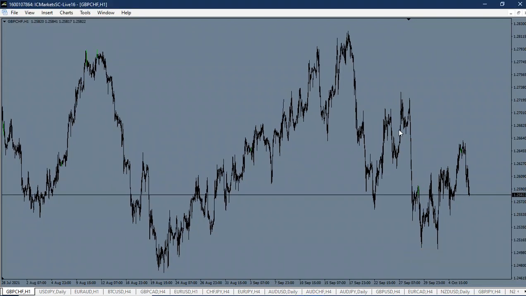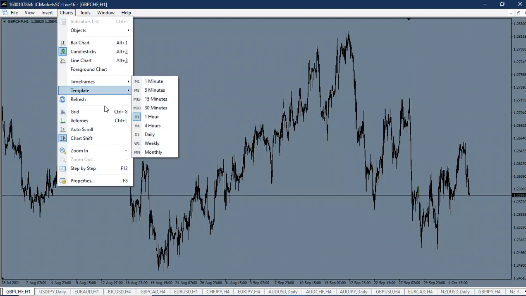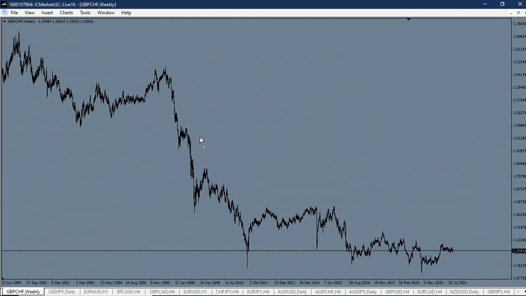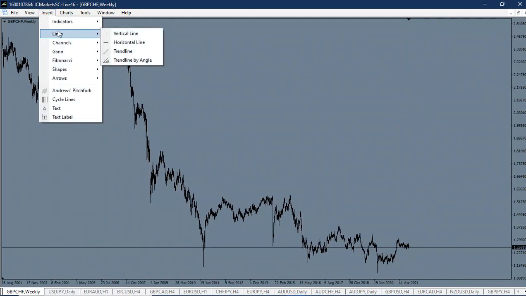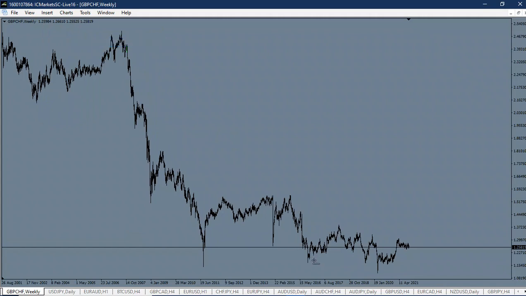Today we'll be analyzing GBPCHF, USDJPY and EURAUD. As you know the mandate, I always start at the higher time frame to see how the price has been moving in the past and where it is right now.